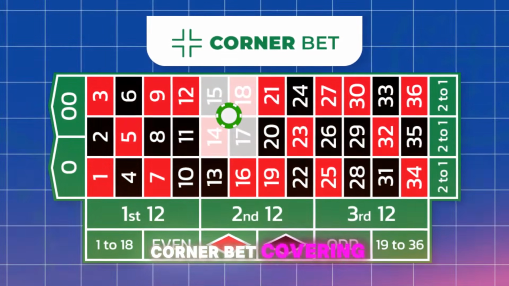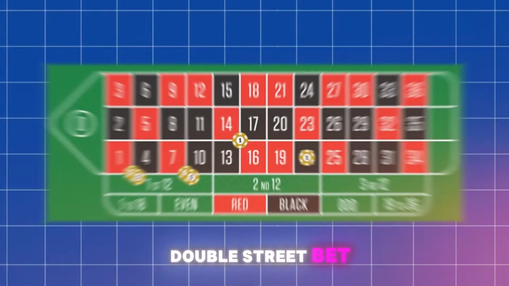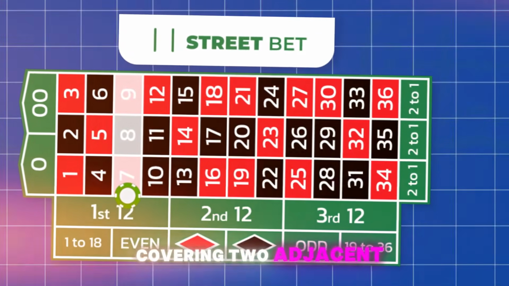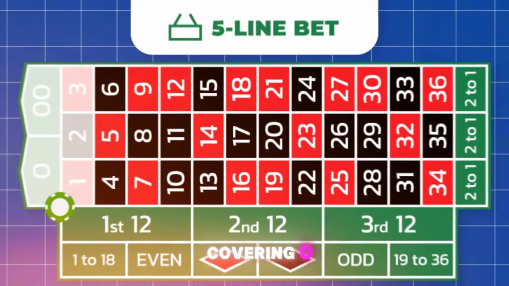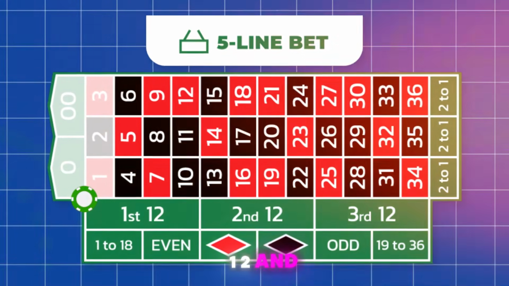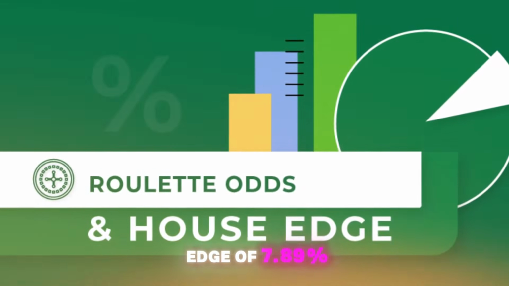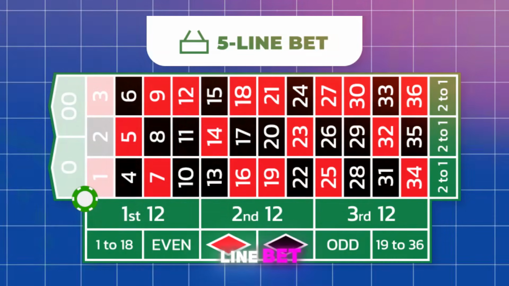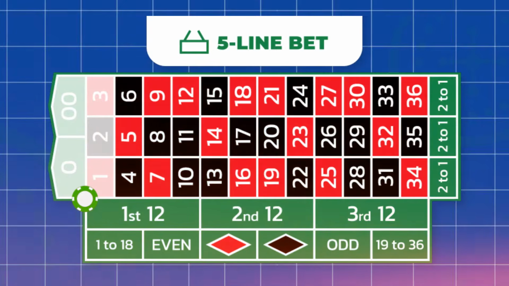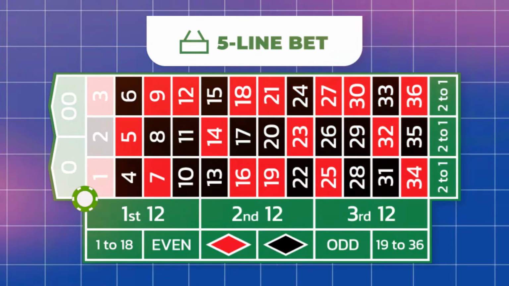Corner bet, covering four numbers that form a square. This bet pays out 8 to 1. Double street bet, covering two adjacent rows of three numbers each. This bet pays out 5 to 1. Five number bet, an option on American wheels only, covering 0, 00, 1, 2, and 3. This has the worst odds for the player with a house edge of 7.89%. Line bet, a bet on 6 numbers in 2 adjacent rows, paying 5 to 1.